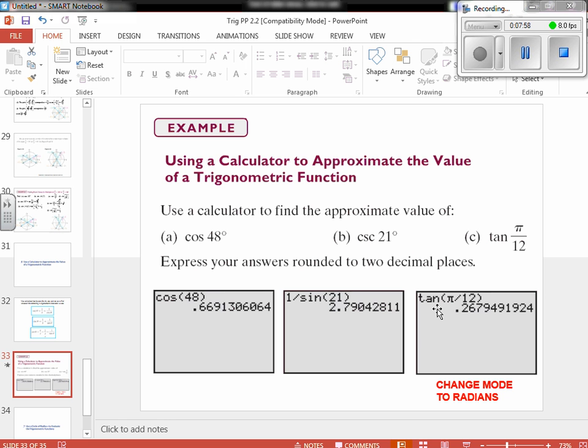And tangent, we'll have tangent of pi over 12 and be able to put it in. You have a pi button on your calculator as well. So this is not right. This should be in degree mode, I think, to be consistent with our values.